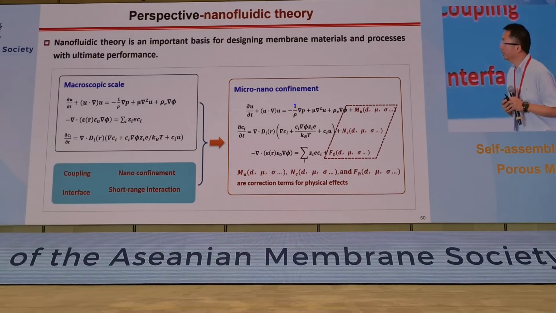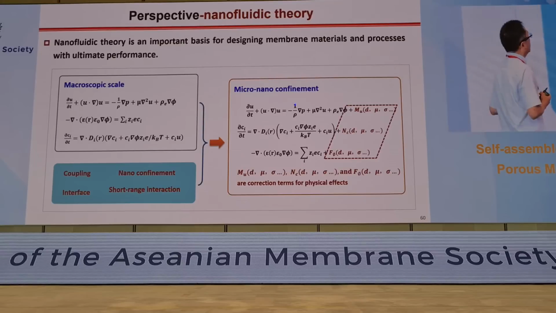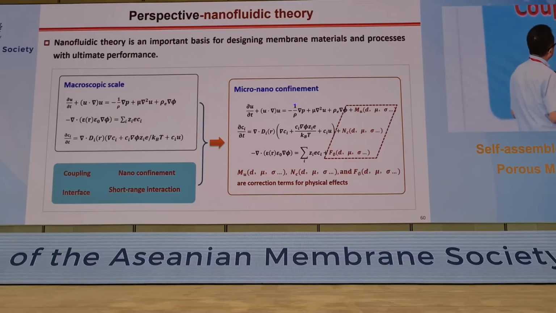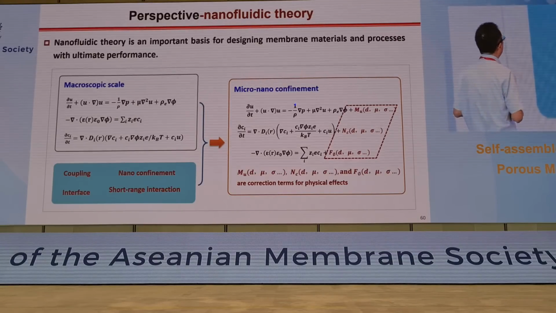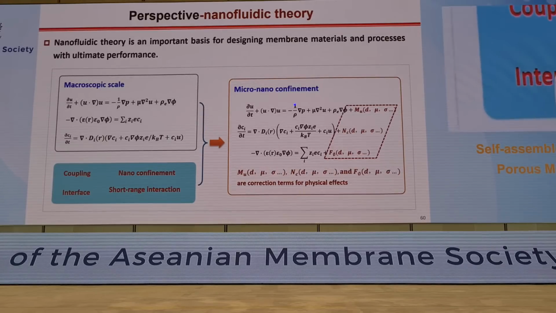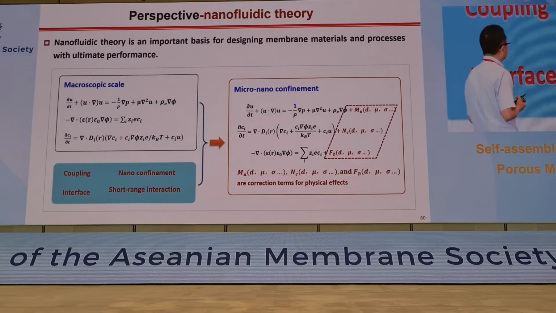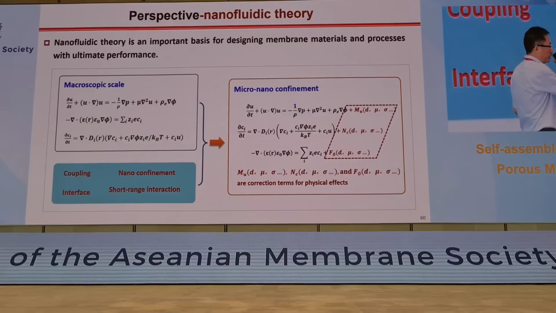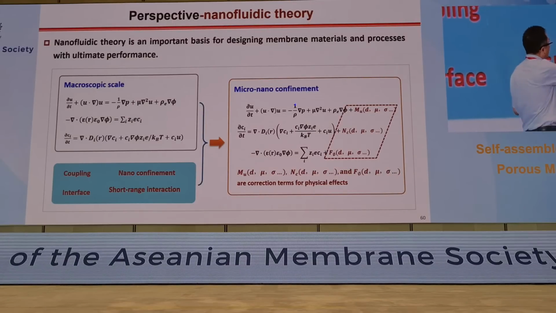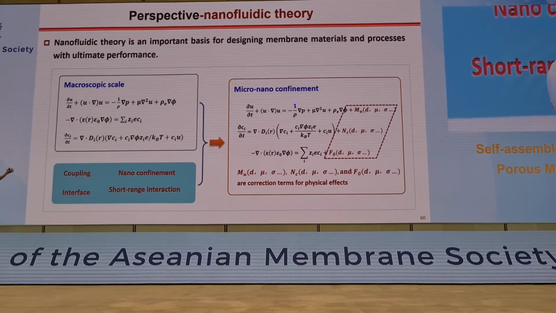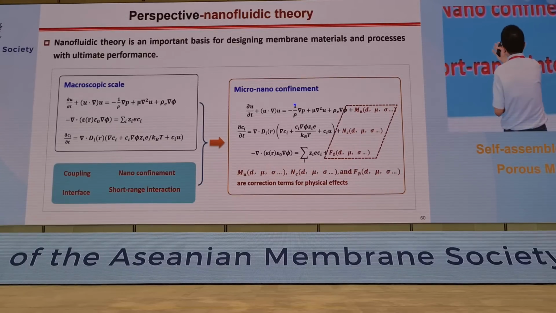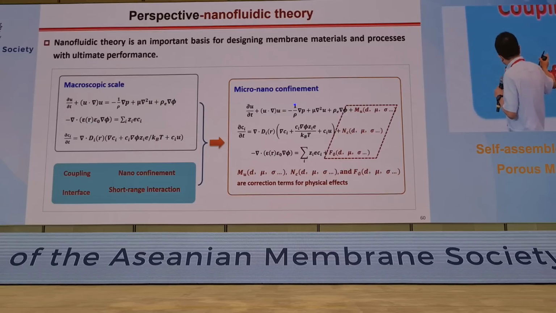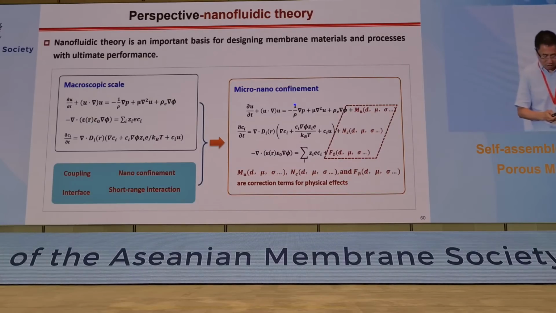First of all, we want to develop the new mechanism in nanofluid theory. We suppose that nanofluid theory is the fundamental basis for designing the membrane material and the processing with optimal performance. As we already know, compared with the classic theory, in the nano confinement you need to add a lot of new items. They come from the strong confinement, they come from the rich interfacial interactions, also the short-range interactions.